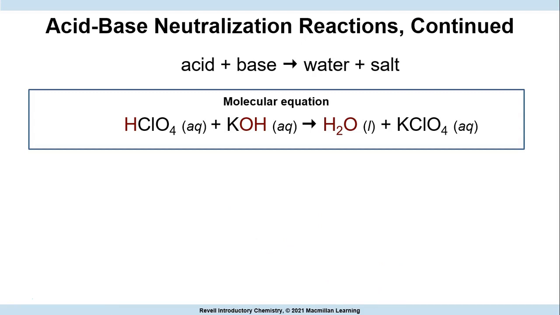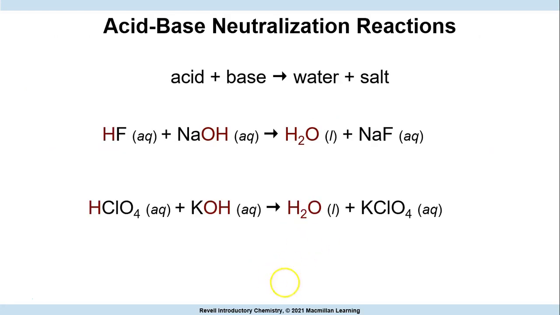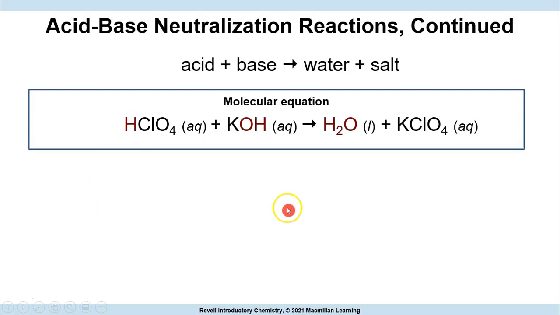Now let's look at the acid-base neutralization reactions in terms of the molecular equation, the total ionic equation, and the net ionic equation. So the equations that we've seen here, these are the molecular equations. So the molecular equation for the reaction of perchloric acid with potassium hydroxide to give water and potassium perchlorate, we call this the molecular equation.